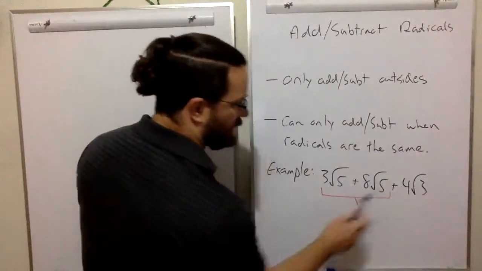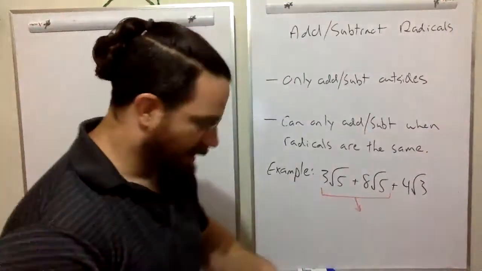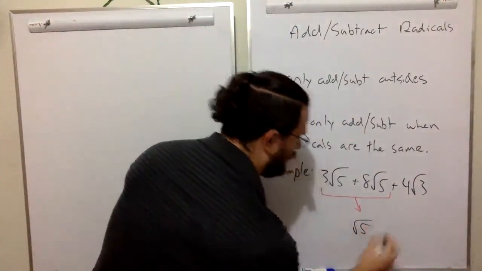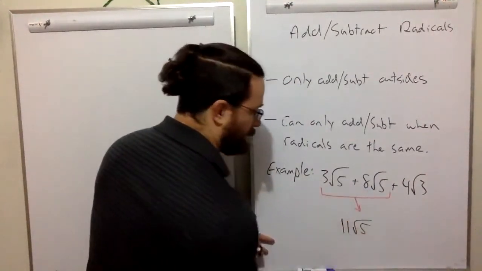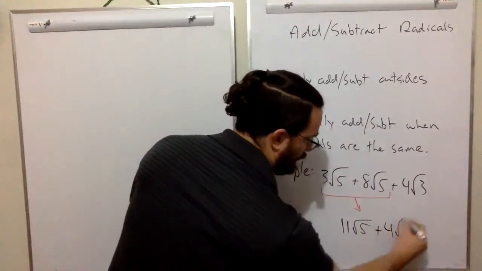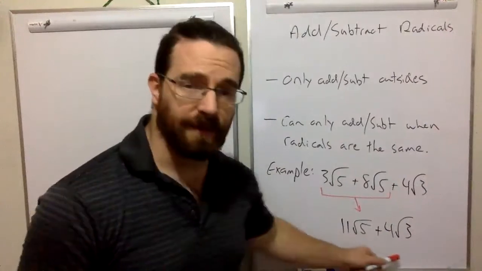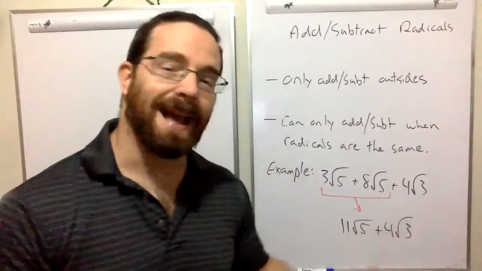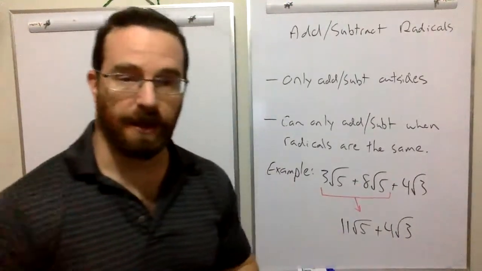When I'm adding them together, I don't add the numbers on the inside. I'm not going to add the 5s. That's going to stay the same. That's just going to say radical 5. All I add are the numbers on the outsides. 3 plus 8 makes 11. And then plus 4 radical 3. And this would be the final answer right here. I can't simplify this any further because as long as the radicals are different, you cannot add them together. So 11 radical 5 plus 4 radical 3 would be my final answer.